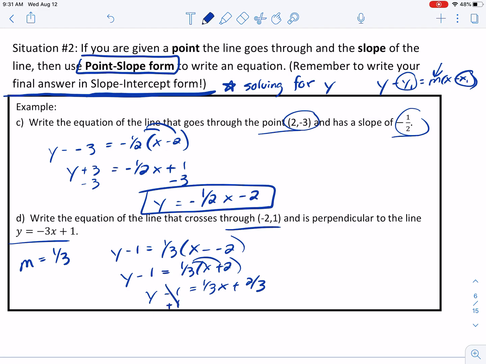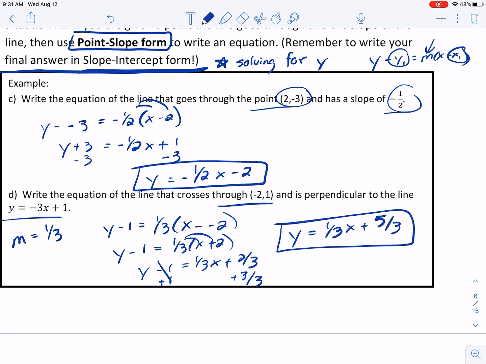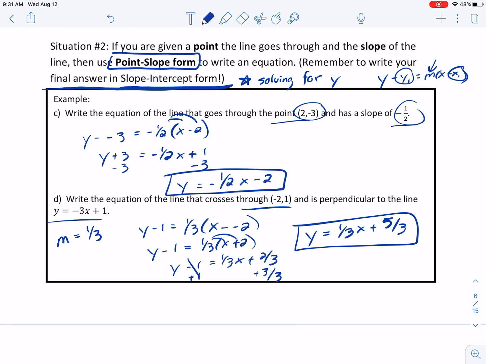Add the 1 to the other side. I'm just going to rewrite the 1 as 3 over 3, so we have like denominators, and we're left with y equals 1/3 x plus 5 over 3. I'm okay with you leaving the y-intercept as an improper fraction. If you want to write it as a mixed number, that works too.